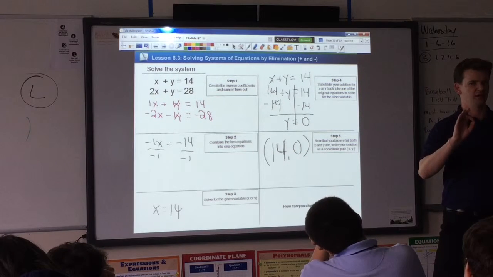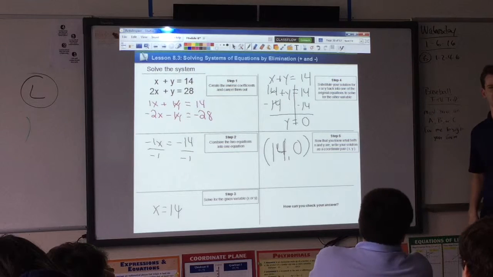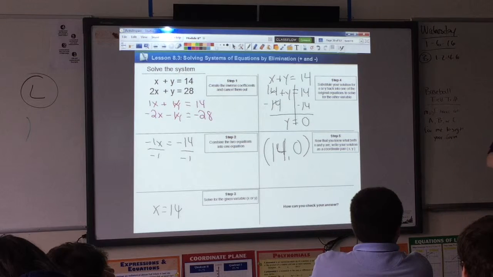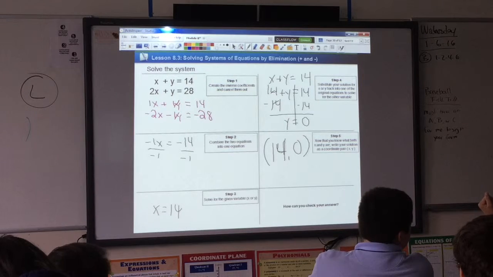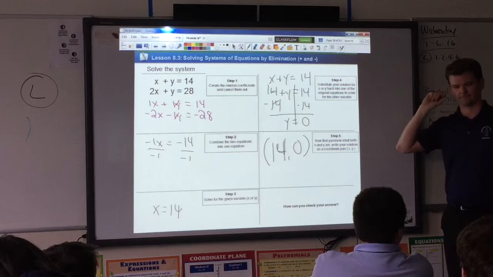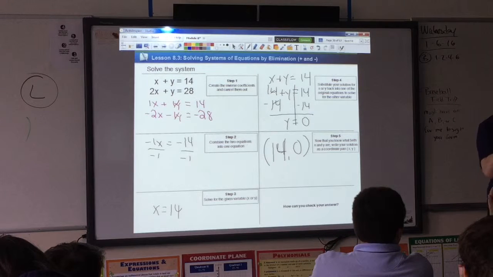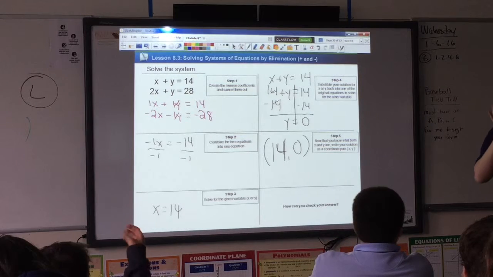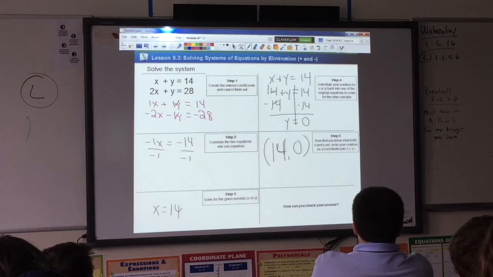Before you move on, how can I check that? See if that's correct. Anybody have an idea how I can check it? Lucas had his hand up first, so how can I check that? You could put it back in a different order, like. I know what you're trying to say, but I can't get it out.